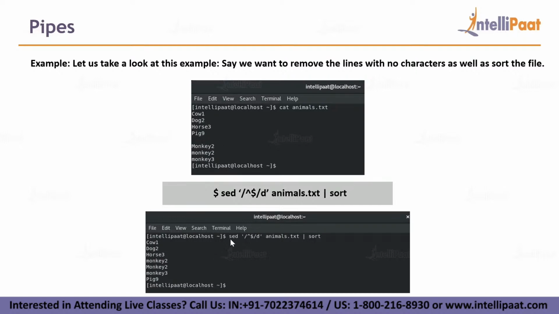Now they're using the sed command to remove the space, and after removing the space, using the pipe symbol, they are running the sort command, and the sort command will sort it and give the output like this. So now let us try this.